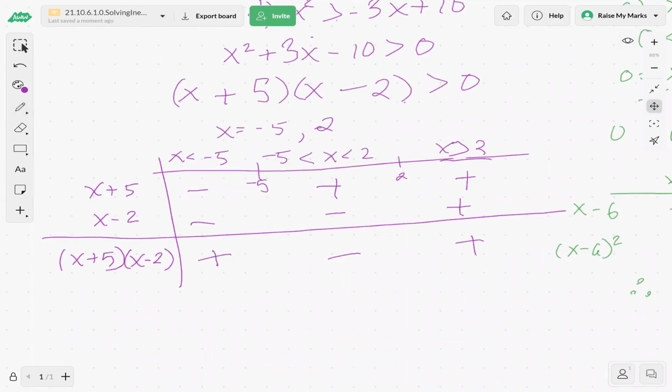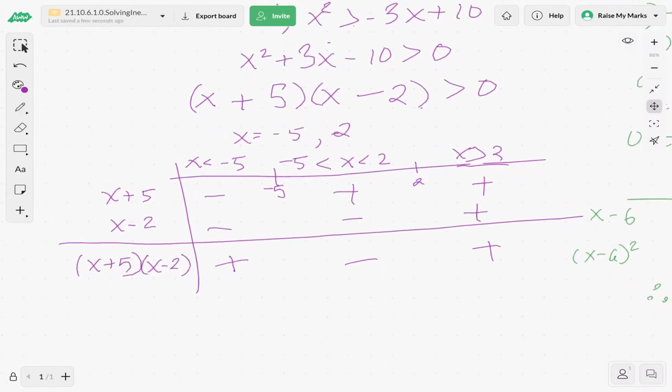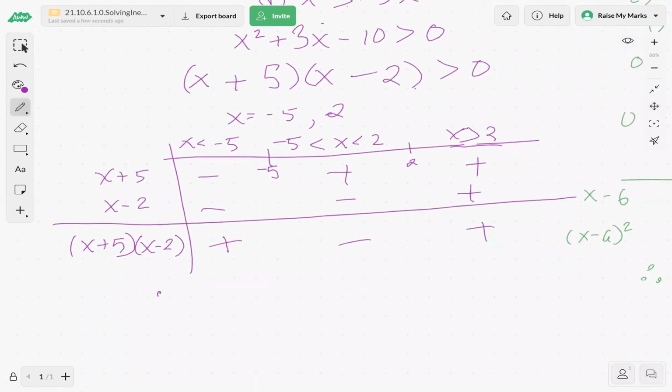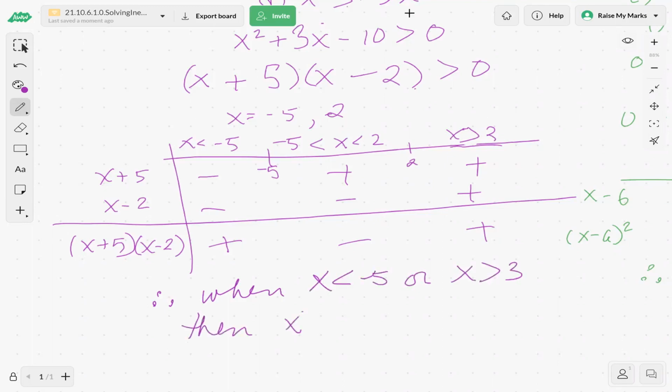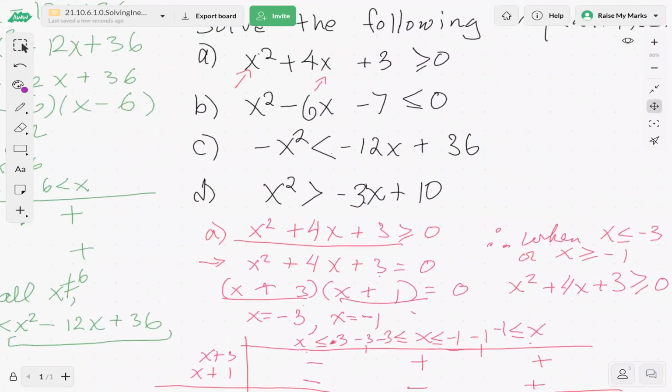Now we want, what is our inequality? We want x squared plus 3x minus 10 to be greater than 0. So therefore, when it's strictly greater than 0, when x is less than negative 5, or x is greater than 2, then our inequality is satisfied. Excellent. Okay. That brings us to the end of our session.